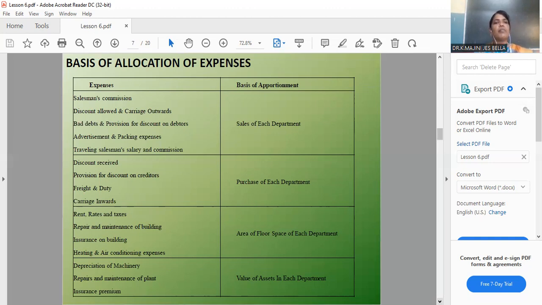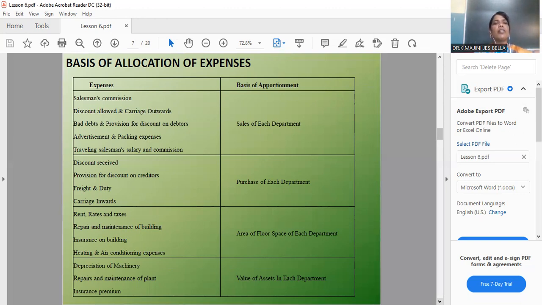Okay, the next item is advertisement and packing expenses. The companies give advertisements for their products, right? Then only they can increase their sales volume, and they do the packing in a very good manner for attracting customers. The packing is also an advertisement of the organization. So advertisement and packing expenses are apportioned based on the sales of each department. Then we can see the traveling of salesman, salary and commission. That also depends on the sales of each department.